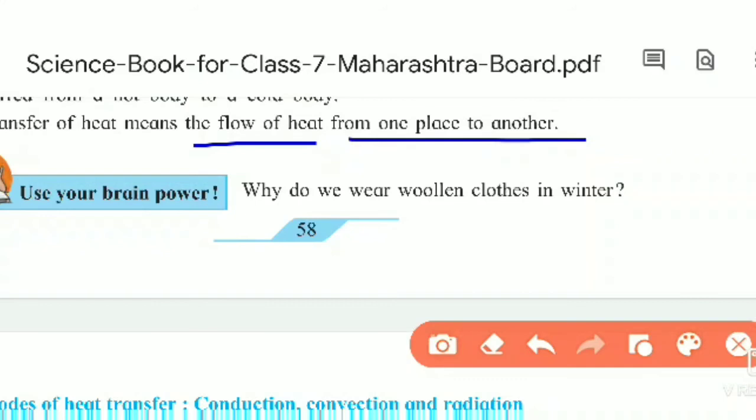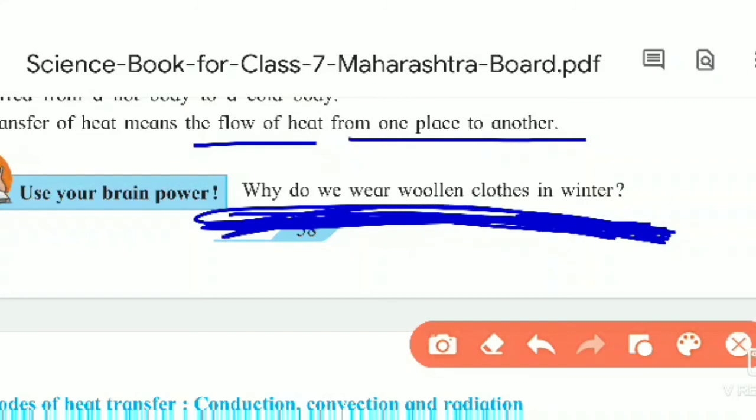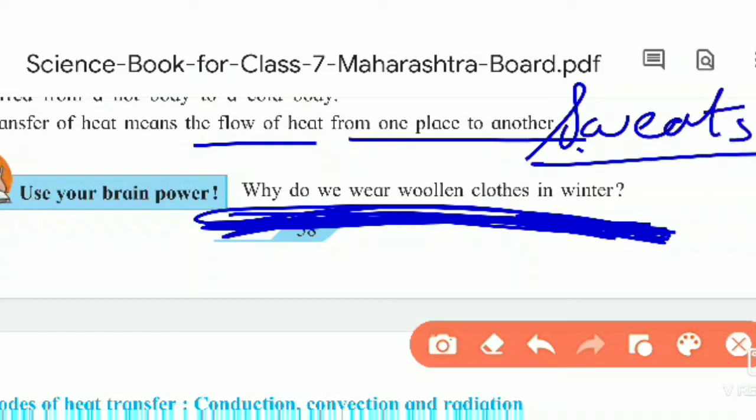Now use your brain power question: Why do we wear woolen clothes in the winter? As we know, we are warm-blooded animals. When the temperature changes, our body tries to maintain its temperature by sweating. In the summer season, our body sweats. Sweating means water is coming out of the body, which we call gham in Marathi. Why is it there? To maintain the temperature of the body.